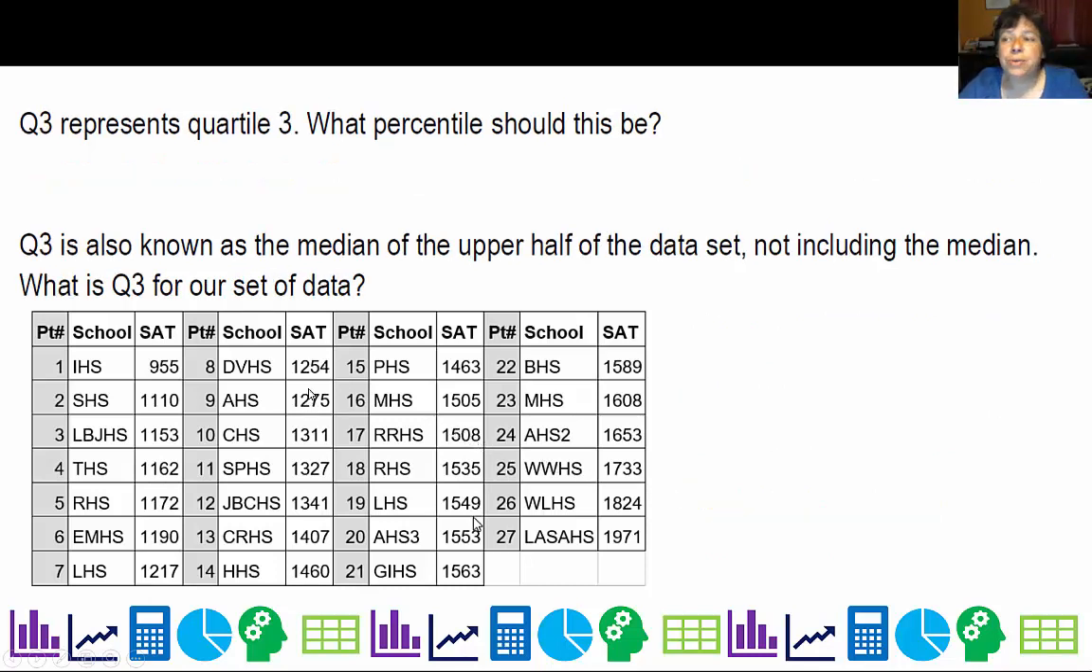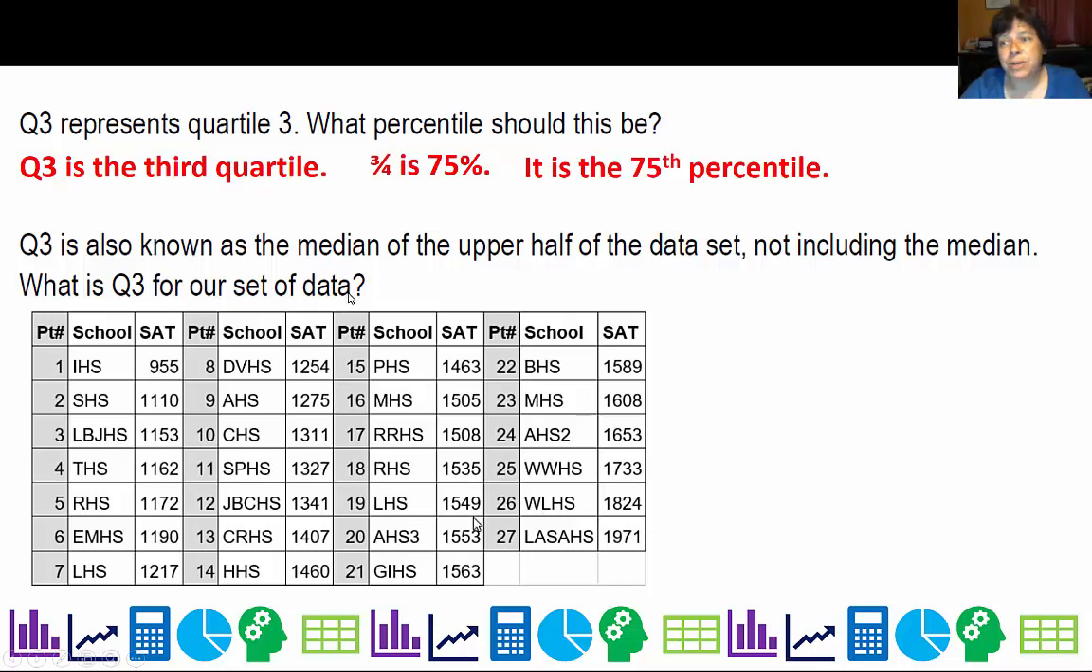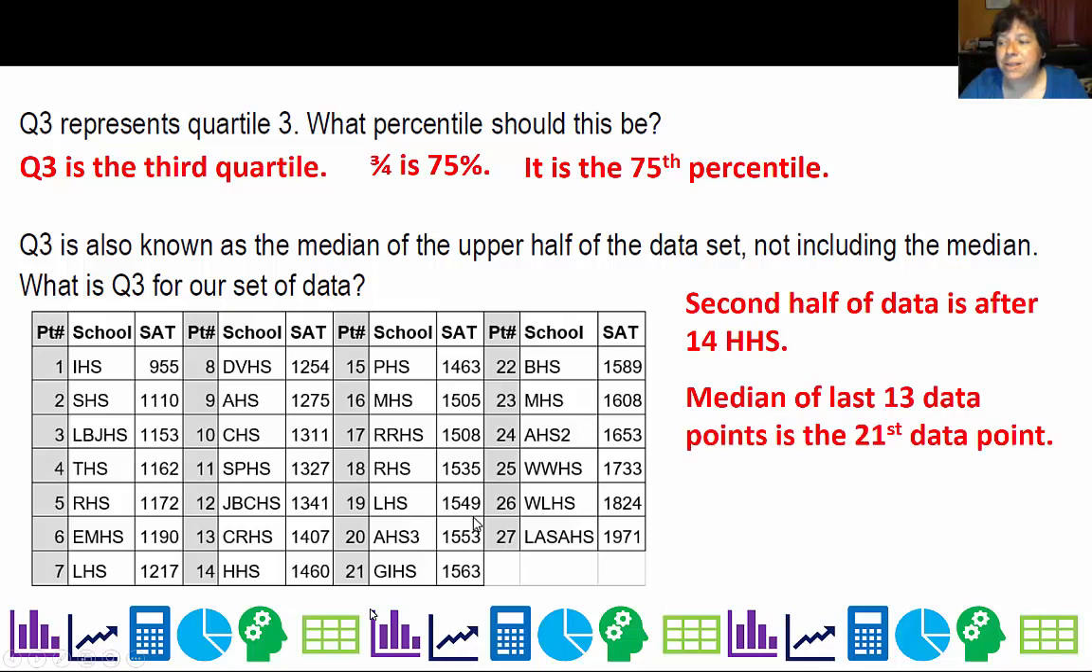Q3 represents quartile 3. What percentile do you think that should be? Well, it's 3/4 or 75%, or the 75th percentile. All right. So what should it be for our data? Again, our middle point is 14. So we're going to take the second half of the data, and the median of the last 13 points is going to be this 21st point right here. So Q3 is number 21 on my list, and it has a value of 1563.